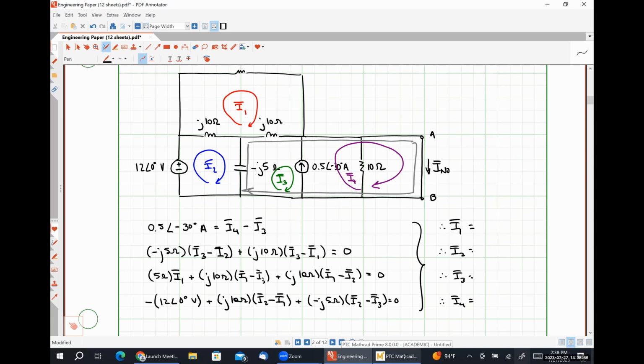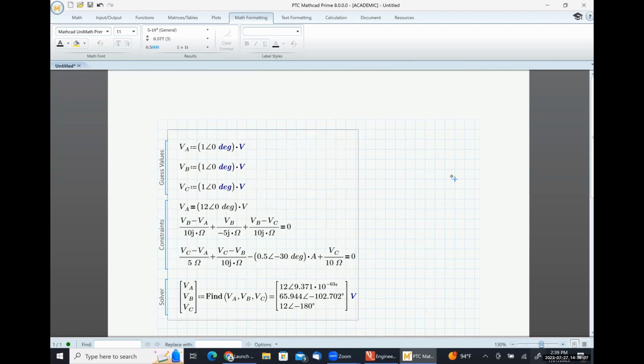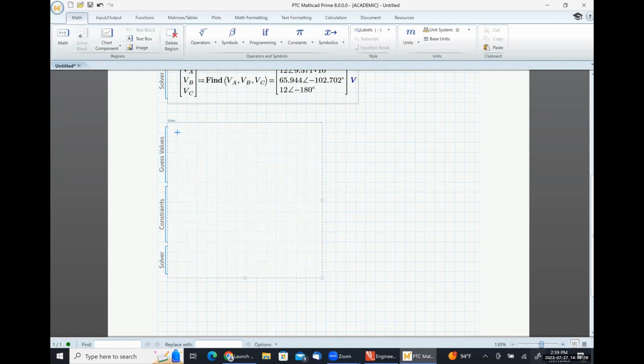So bringing back up MathCAD, I am going to create a second solve block underneath this one. I'm going to declare my variables again. So I1 will be equal to 1, Control Shift P, 0 degrees, units of amps. And I'm going to do that exact same thing for I2, I3, and I4.